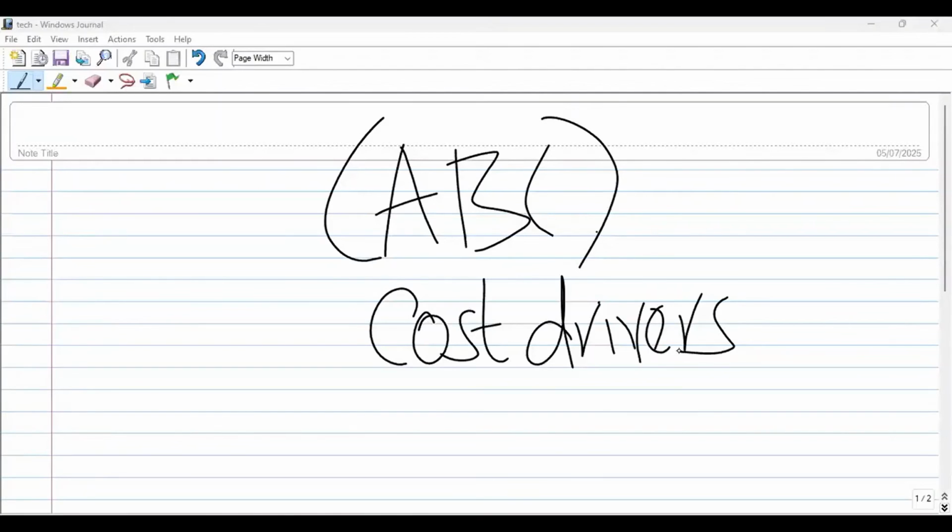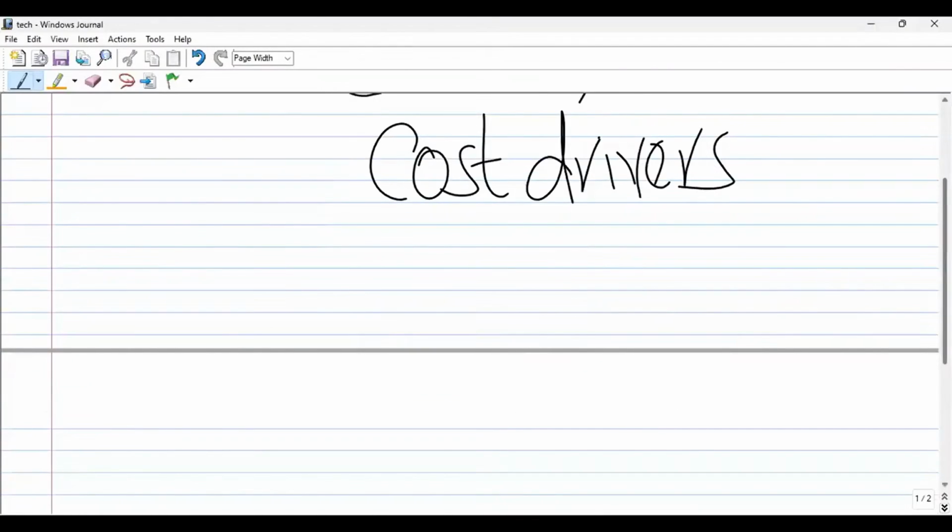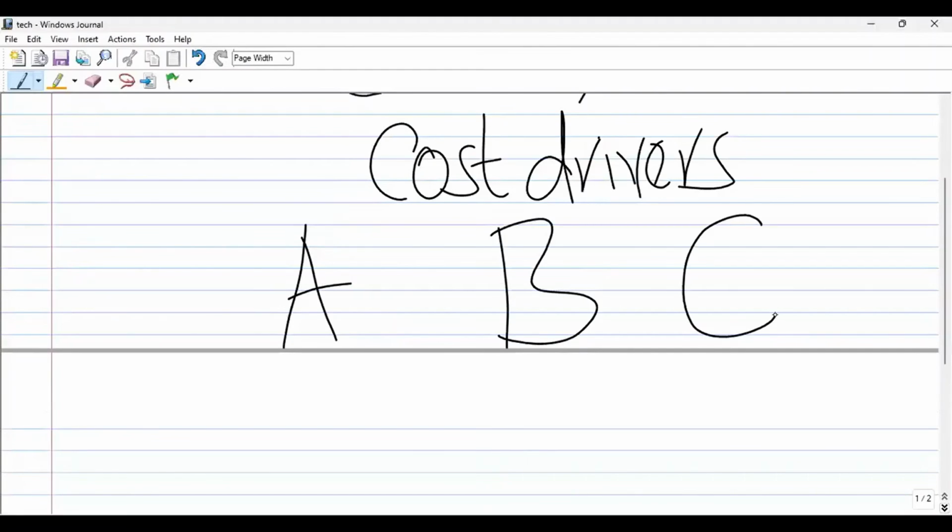The cost of an activity. So what happens here is that we are talking about the ABC system. Just like the name suggests, ABC, activity-based costing system. What this means is that the costs are based on activities. That's why it's called activity-based costing system.